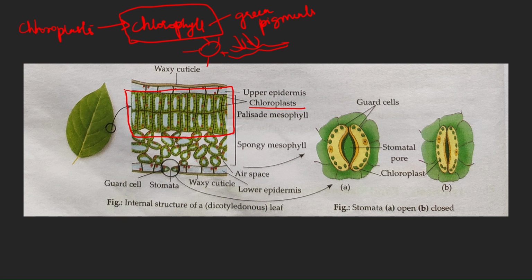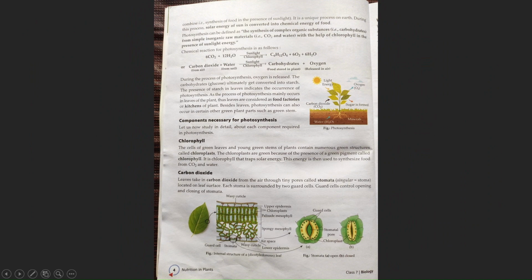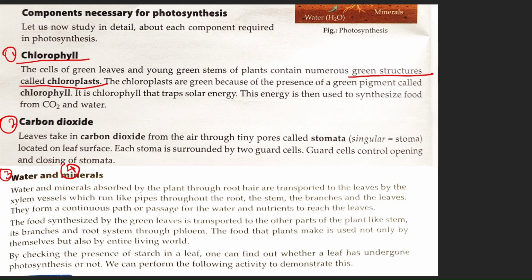And then this is the internal structure of the leaf, and all these green pigments that you see are called chlorophyll. Where is chlorophyll? In the green structure called chloroplast. And these are air spaces. Now if you zoom in, you can see the stomata. So what is this stomata? We'll see in the carbon dioxide.